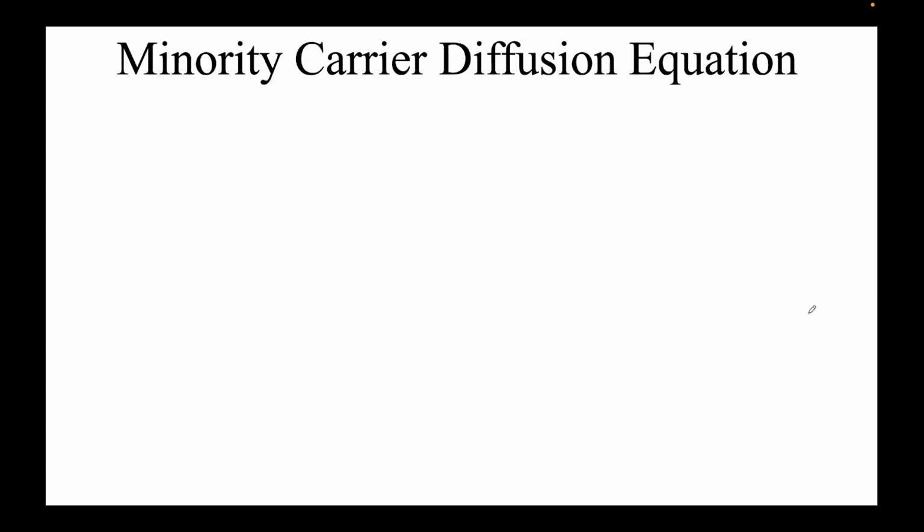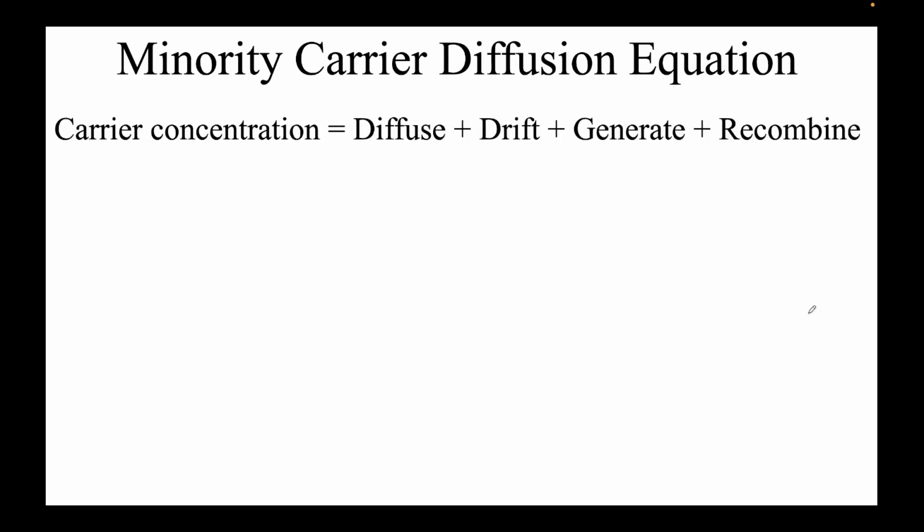Okay, a closely related concept to this is covered in much more detail in your lecture. You can go through that. I'm just doing a quick recap. It's called the minority carrier diffusion equation. What is it? We'll come to that later. First, let's understand in very simple terms. Concentration can be changed by diffusion, we saw that. Drift, we also saw that.